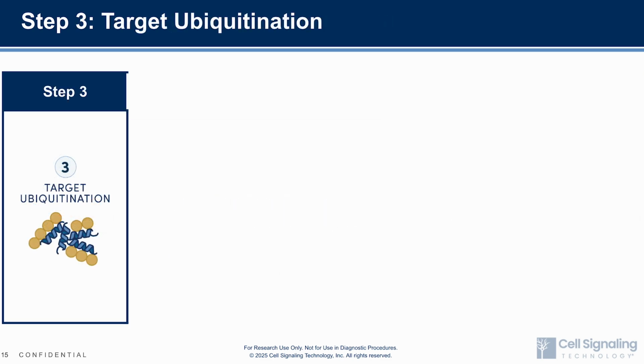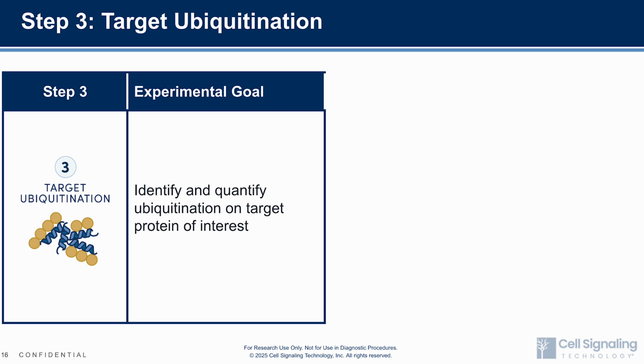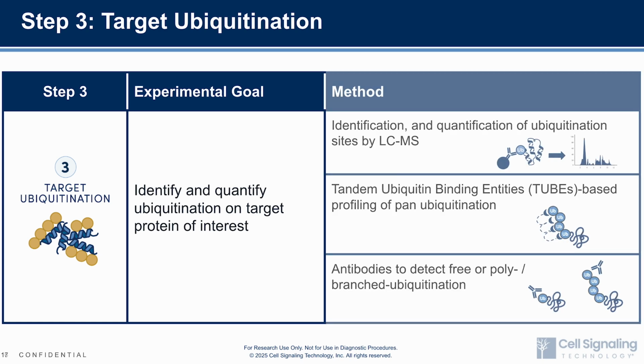After you've determined ternary complex formation, you then need to see whether or not the target actually gets ubiquitinated. So how do you do that? Again, what you're trying to do here is really to both identify that your target protein was ubiquitinated and also quantify that. There's a couple different ways one can do that.